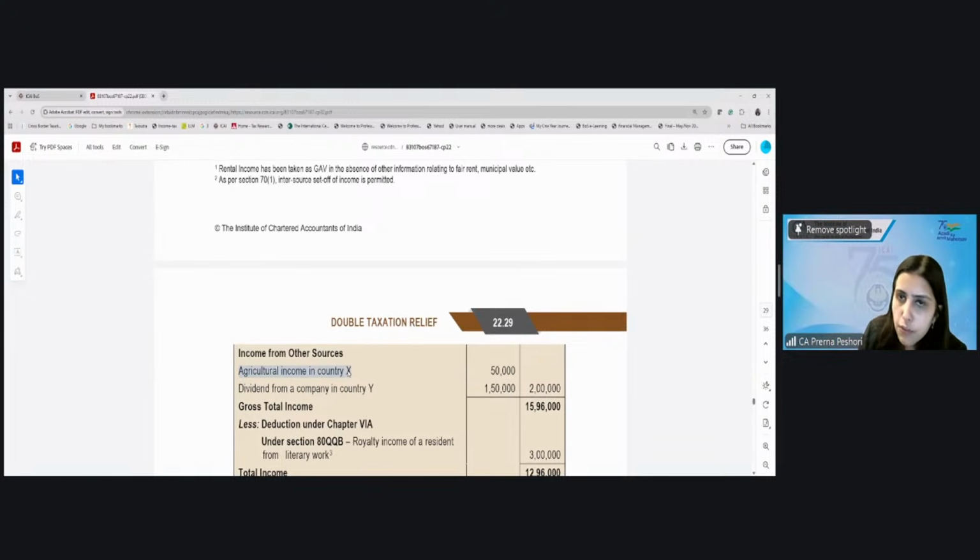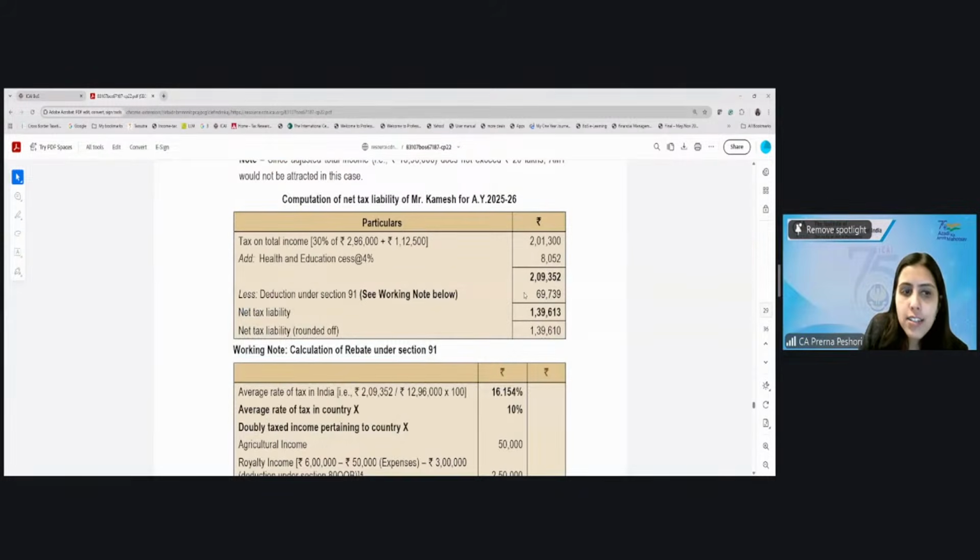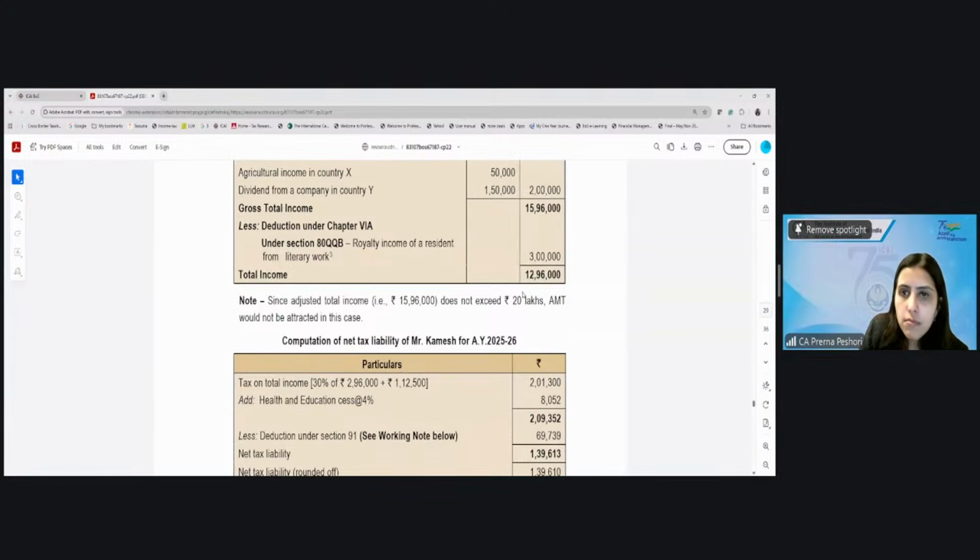Agricultural income of 50,000, and royalty income from a literary book from country X. These are the two incomes. Now, how do you calculate the relief on this? First I will identify my average rate of tax in India. What will be the average rate of tax in India?